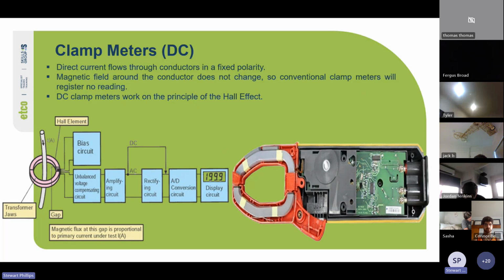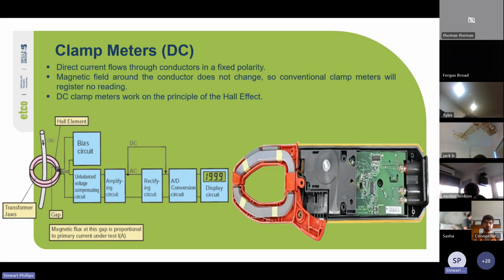And then you've got DC. Direct current flows through conductors in a fixed polarity. The magnetic field around the conductor does not change, so conventional clamp meters will register no reading.